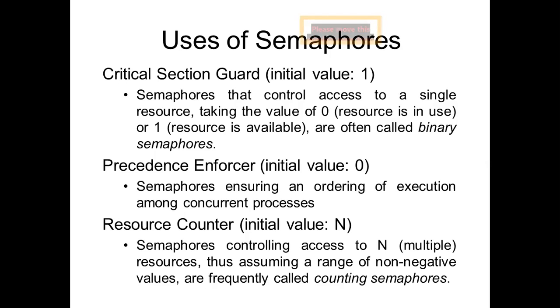In that case the initial value is equal to 0. At any instant, if a process is getting priority from the operating system, then the semaphore value is 0. So the semaphore ensures an ordering of execution among concurrent processes. Concurrent processes means there are several processes running at one time. So semaphores ensure an ordering of execution among concurrent processes.